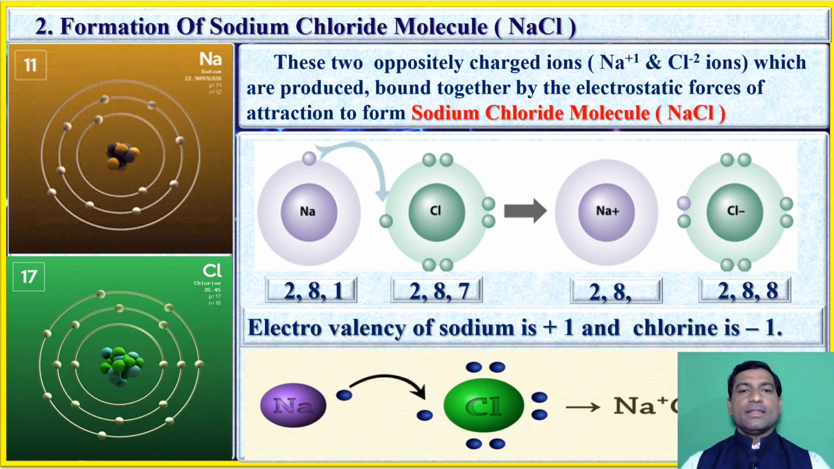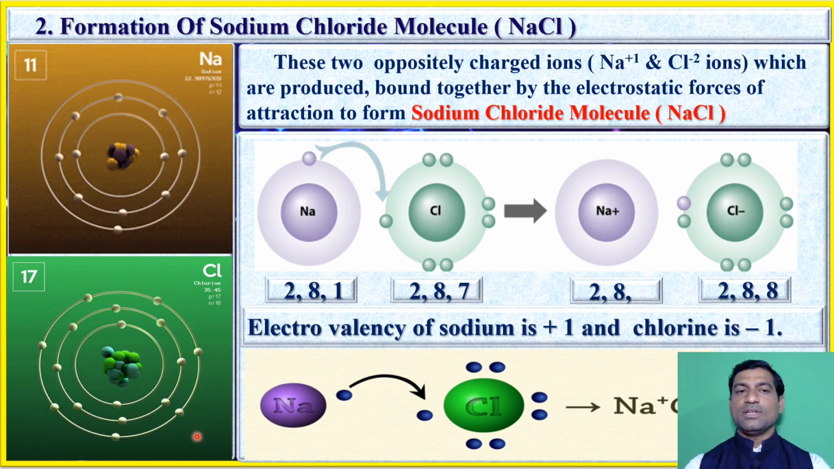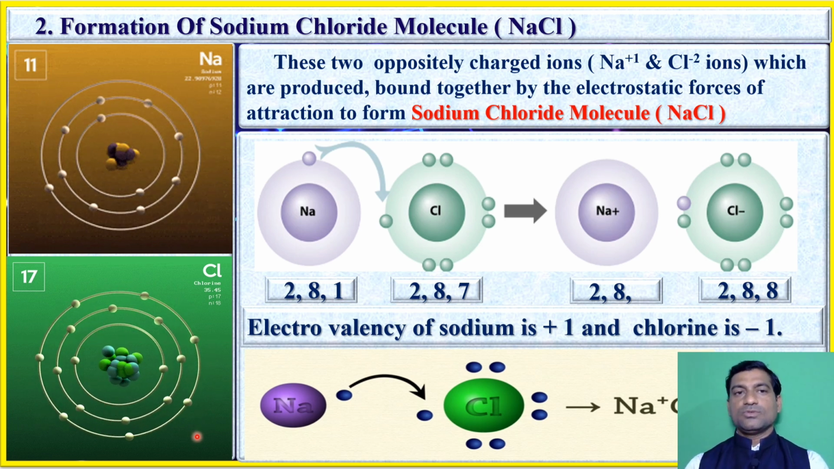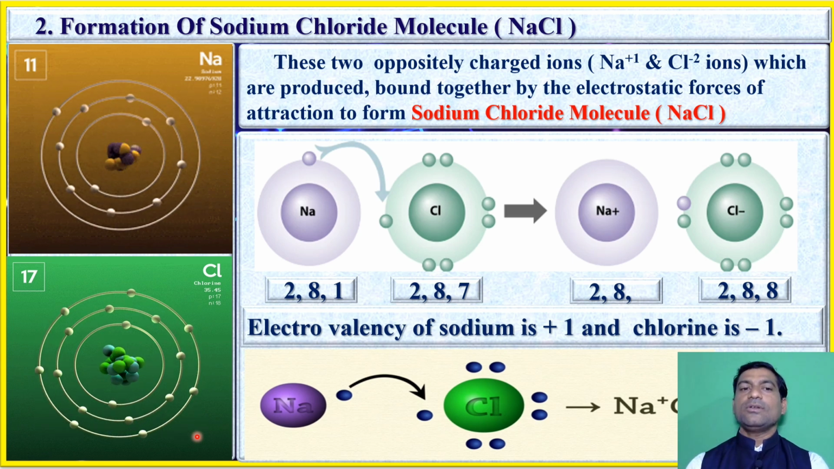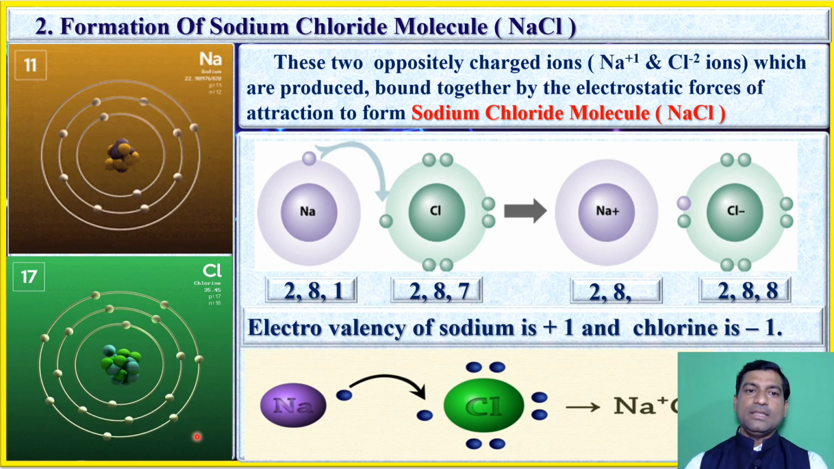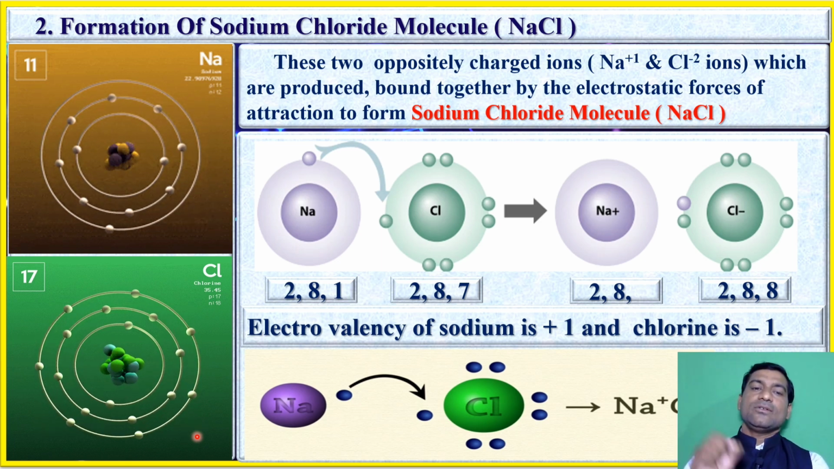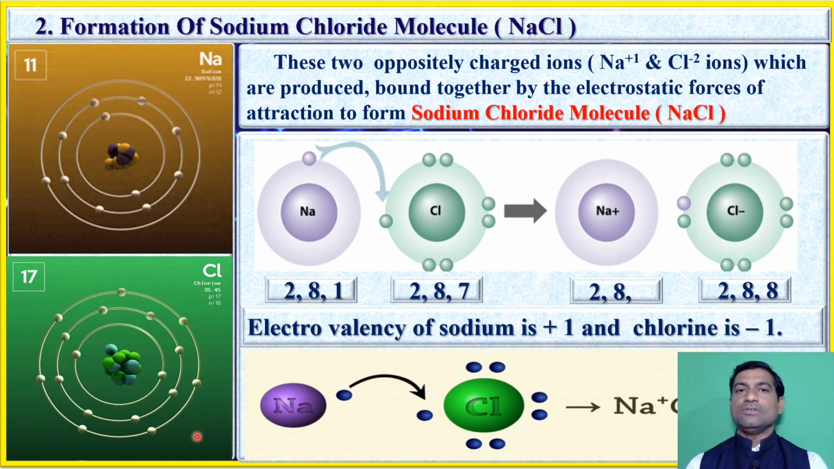And chlorine, the atomic number of chlorine is 17. That's why the first orbit contains 2 electrons, the second orbit contains 8 electrons, and the last orbit contains 7 electrons. The sodium can donate 1 electron and the chlorine can accept 1 electron which is donated by the sodium, and sodium acquires a 1 positive charge and chlorine acquires a 1 negative charge.